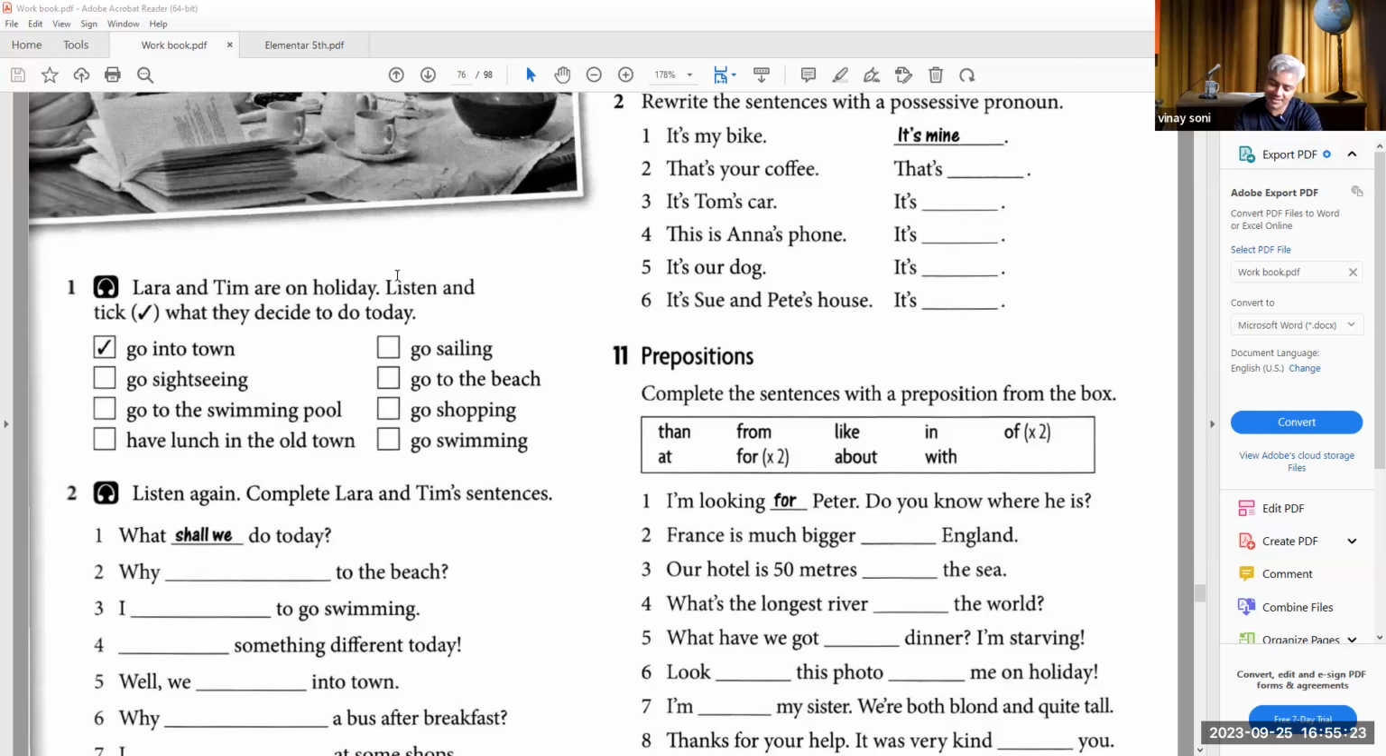Then after that, we can go to the old part of town. We could go to the old part of town. And find a restaurant for lunch. What do you think?